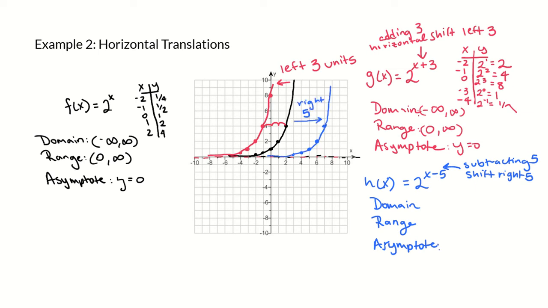So again, the asymptote does not change. It's at y equals 0. The range is from 0 to infinity, and the domain is negative infinity to infinity.